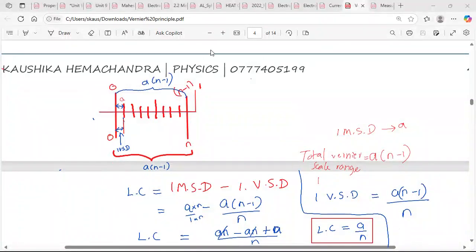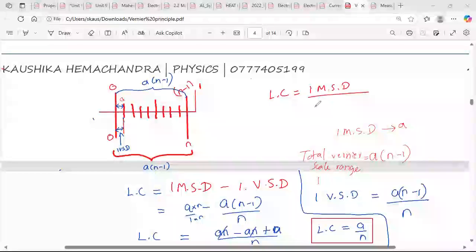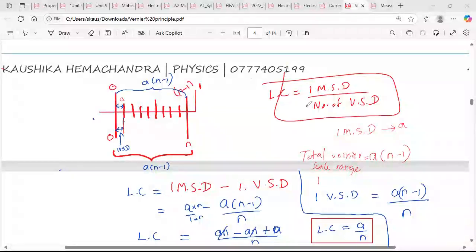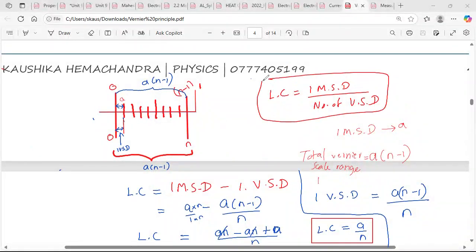I'll give you 2 minutes to just do that. We will go into the different instances that we use this, right? I will show the video. So a general equation we can write is that the least count is equal to one main scale division, that's the least count of the main scale, over the number of Vernier scale divisions, right? But basically we use A over N for most of the Vernier principles.